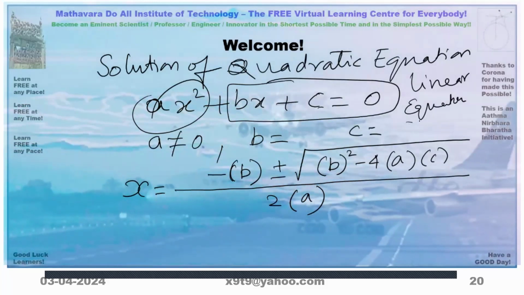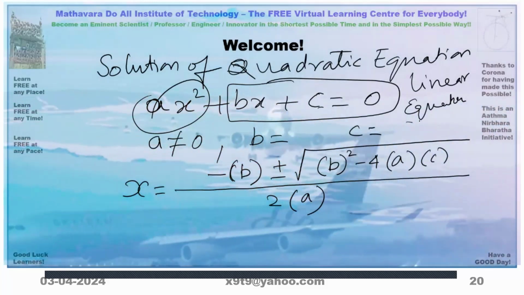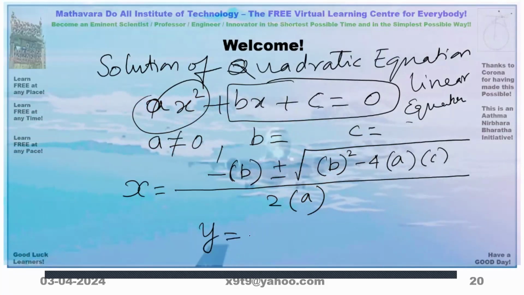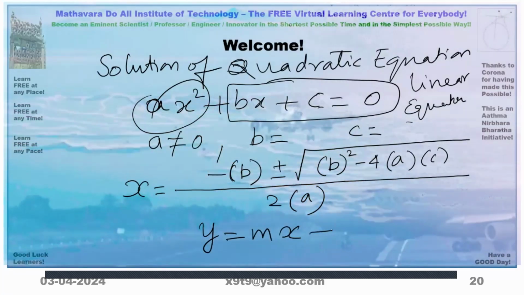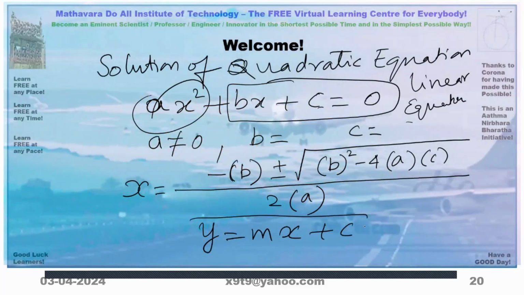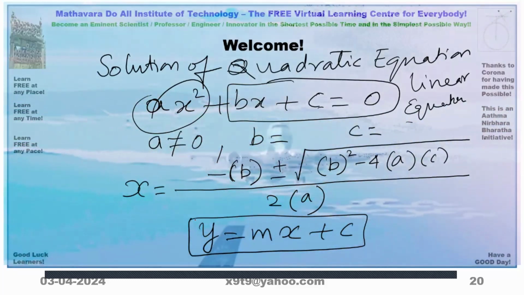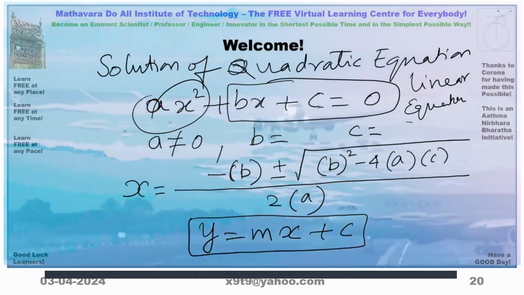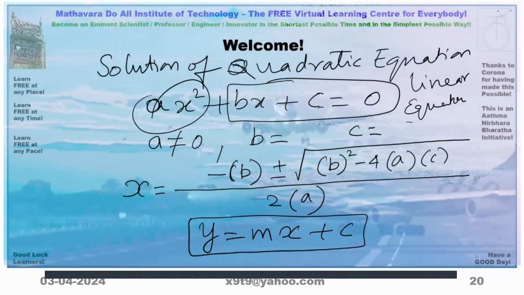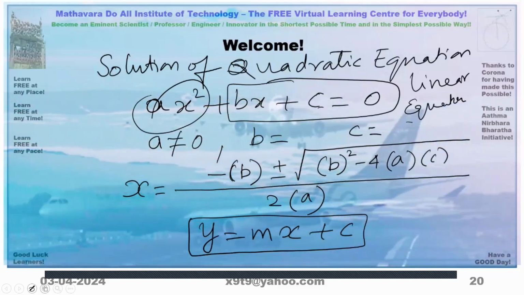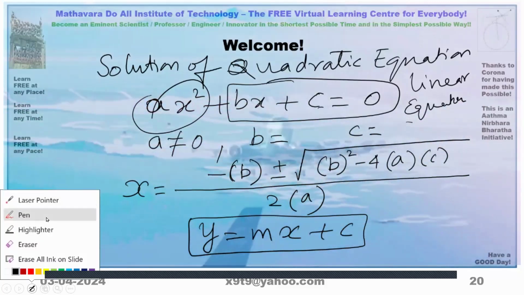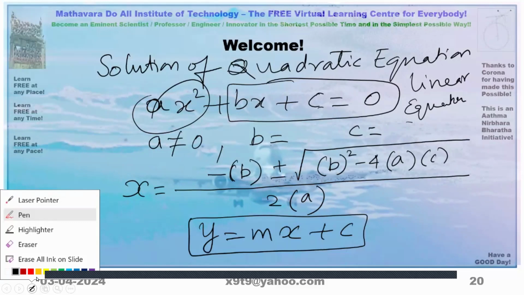That means it represents a straight line. So general form is we will write y is equal to mx plus c. This is the equation of a straight line. You are able to follow this one? Hello? Yeah, I can. Hello?